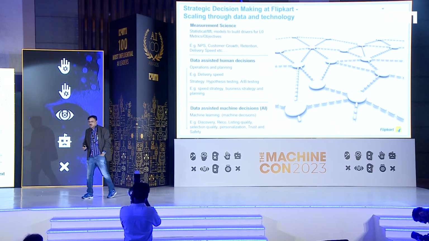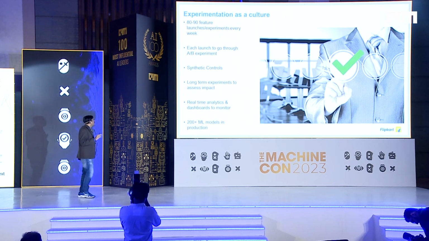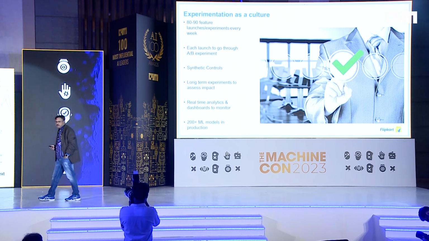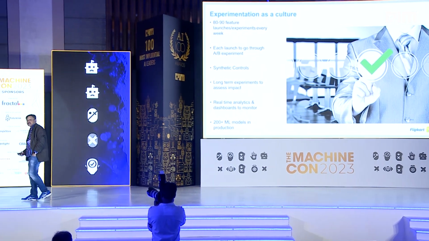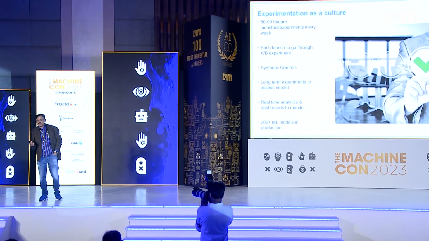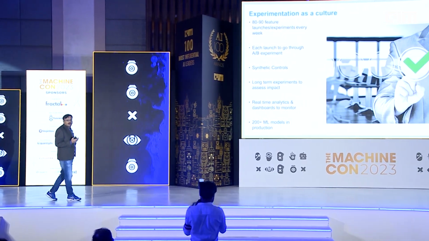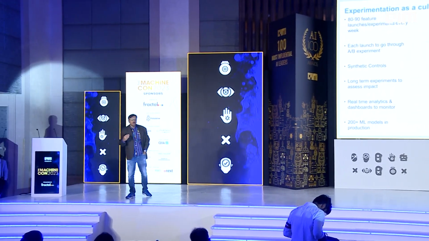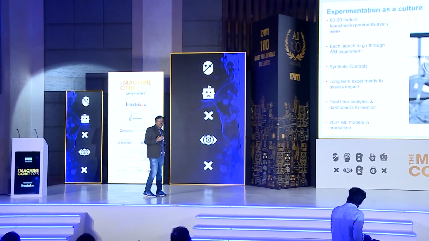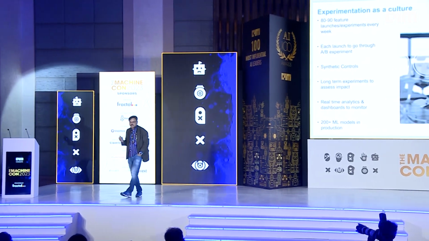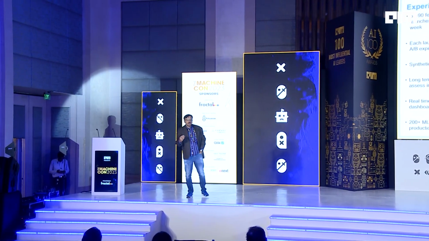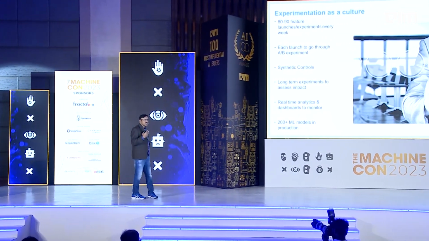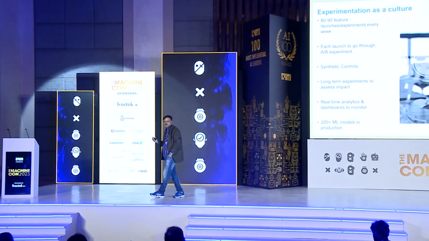One other thing I wanted to talk about was how we operate. For us, experimentation is very core to what we do. We run around 80 to 90 feature launches every week, and each one goes through a pretty robust A/B test. It's a very complex problem by itself, because if you're running 80 or 90 A/Bs at the same time, how do you separate out the outcomes? So you have universal holdouts.